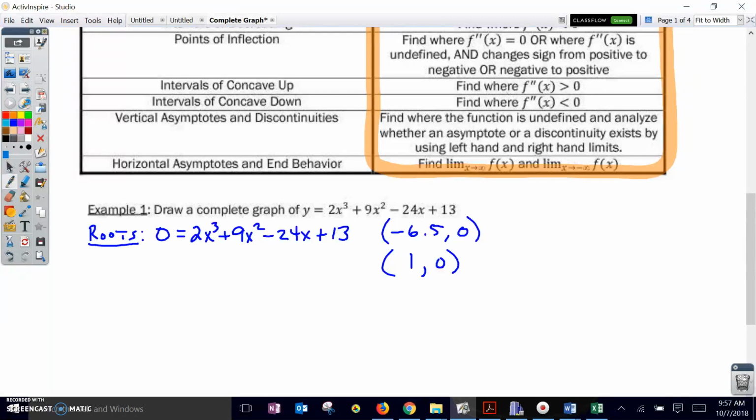Alright, and so we have our roots. And by the way, if I substitute 1 back into the original function, I get 0. So there we go. There are our roots. First thing off my list. Then the y-intercept, which we're going to get by substituting 0 in for x. We substitute 0 in for x in the original function. The y-intercept is 0, 13.